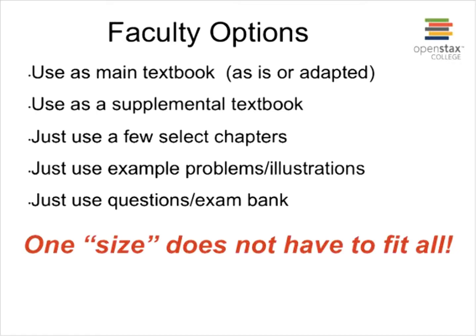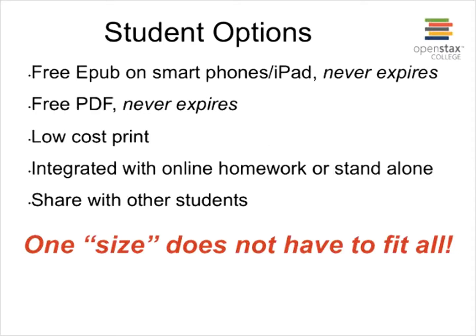So just to quickly wrap up here, there's lots of options here for faculty. They can use these high-quality books as a main textbook, or they can adapt it, or they can use it as a supplemental book. Sometimes changing books is difficult. So if they've got students who can't afford it, they can just put a link in there and say, this is equivalent after you've evaluated it, and here's a free resource. Or you can select just a few chapters. You can use the example problems, or you can use the questions. One size does not have to fit all.